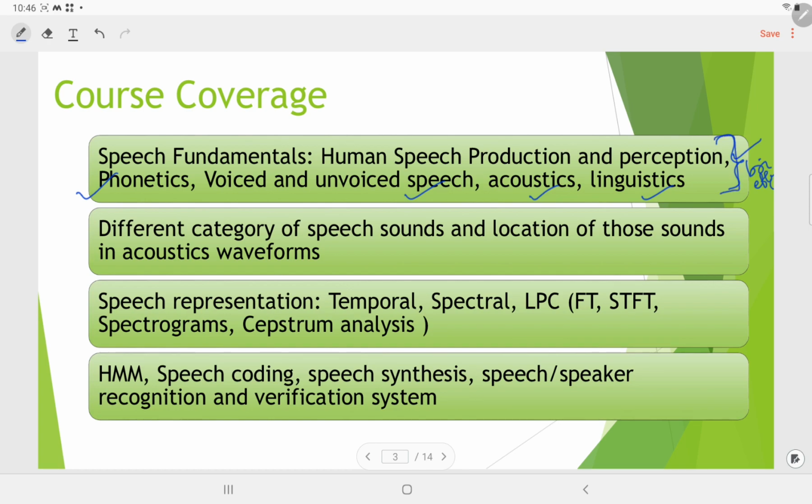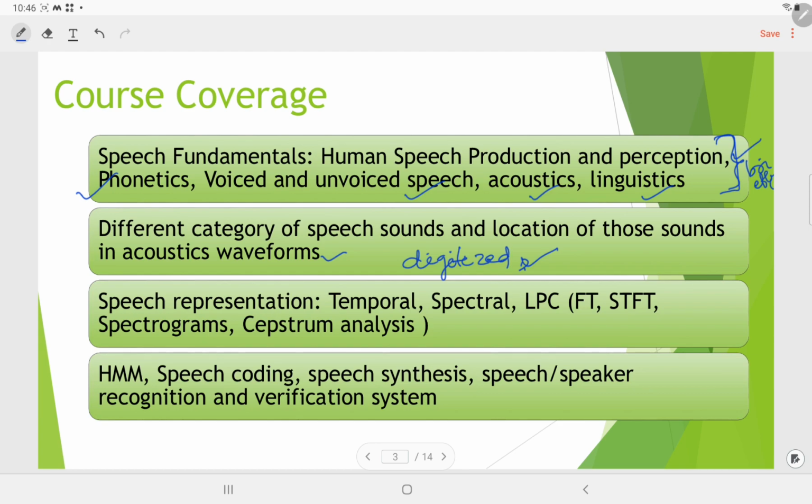And then after that we will see different categories of speech sounds, and we will try to locate these sounds in the acoustic waveforms. We will also learn how speech can be digitized, and what kind of digital setup we should use to digitize the speech signal. So these things will also be covered.